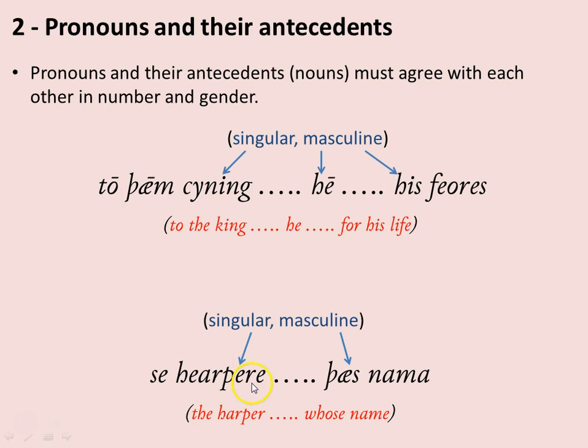So they agree in number, singular, and gender, masculine. Here, "se hearpere þæs nama", the harper whose name. Just remember the dots here just mean there's other text in there, but not relevant to the example I'm showing you. Hearpere, harper, is singular, and so þæs is also singular, masculine. So the pronouns, and the antecedents, the nouns, must agree with each other in number and gender: singular number, masculine gender.